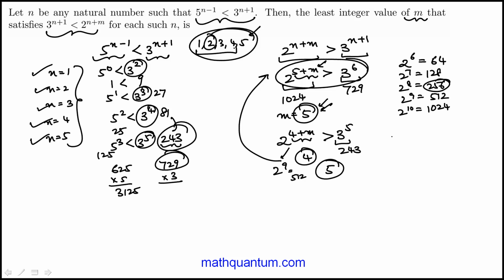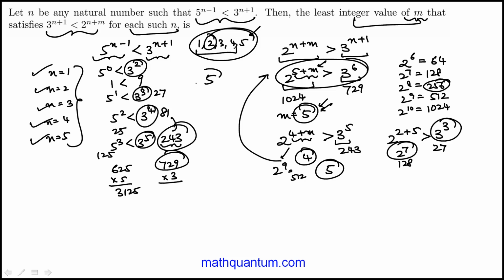For example, if this was 2 and m was 5, you'll see that this is indeed true. This is 2 to the 7, which is 128. So the least integer value of m that satisfies each of these values of n is 5. And that's our answer.